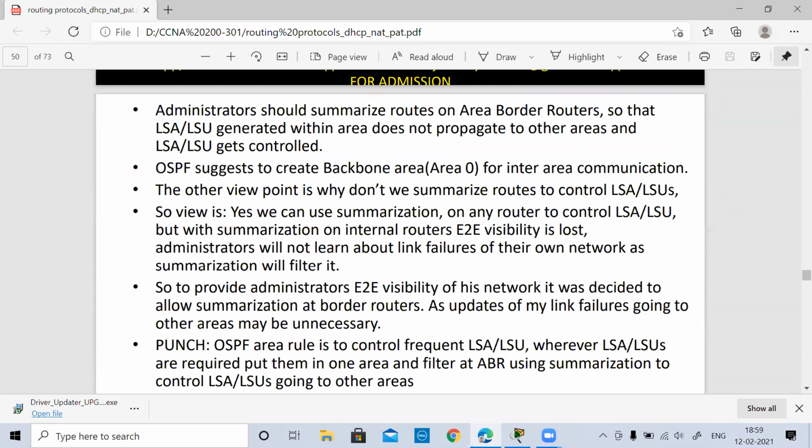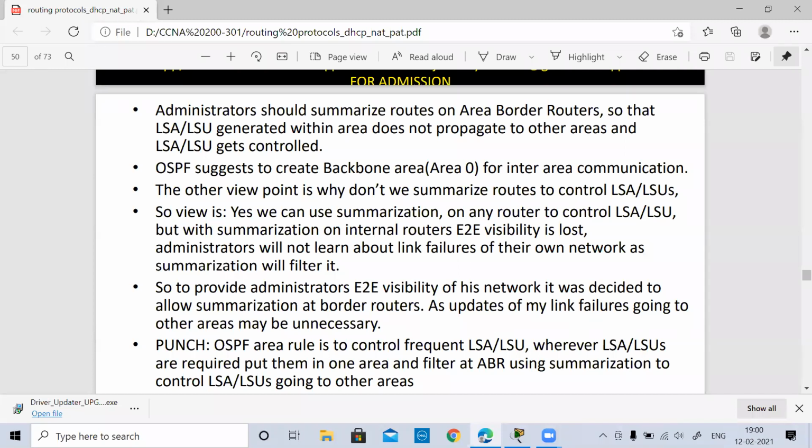Area 0 is considered the backbone area for inter-area communication. Intra-area is what normally happens, but when you want inter-area communication, you would require a backbone area, which is considered area 0. So if you have multiple areas, multi-area, all the areas should be connected to the backbone. If any of the areas are not connected with the backbone, that means they will never be able to communicate.